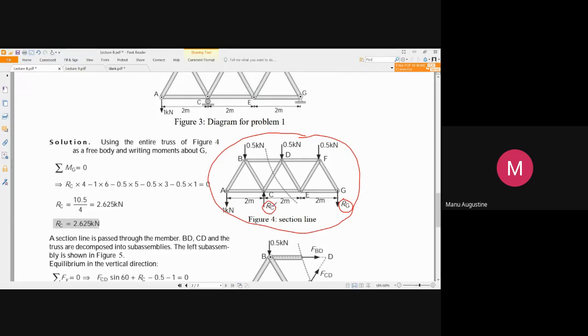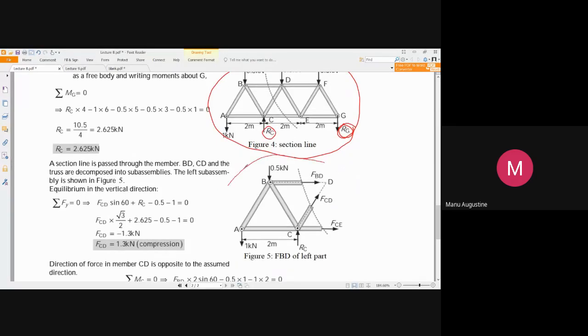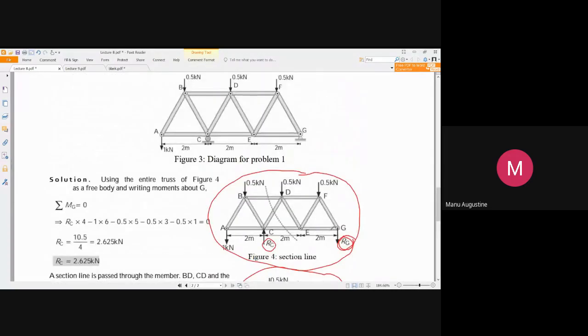But we know that reaction at point G is not required by us here. Why? Because eventually we have to go back to this free body diagram, and only reaction at point C is needed by us. So what you are going to do is simply apply this equation, summation of moments about point G. Why are we taking point G here?